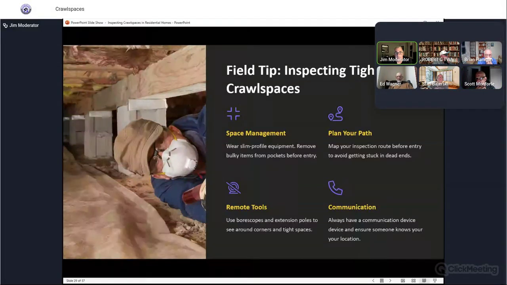Inspecting in tight crawl spaces, have a plan. Plan your path of where you're going to go, what you're going to bring down there. Even going through some attic spaces, I take off my flashlight belt and all that stuff because I've got to get into that space. And you should always have a communication device on you. If you're inspecting alone and the agent's not there or the client's not there, just in case you get in trouble, you've got somebody to call.